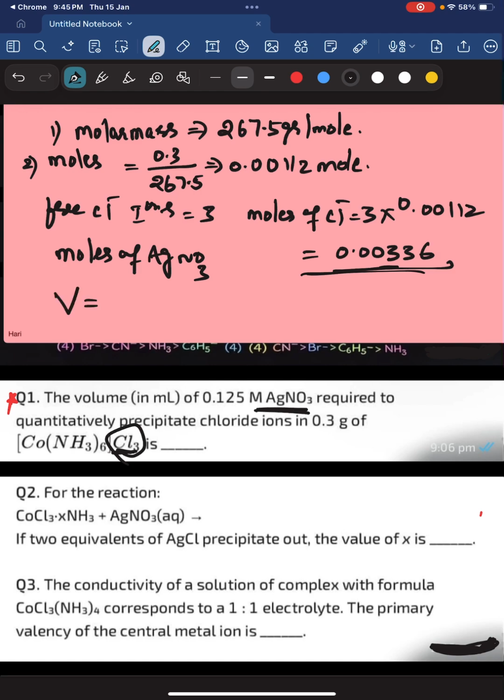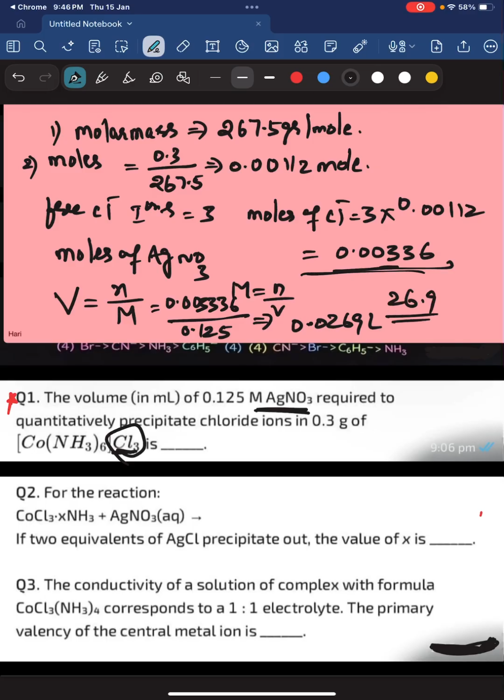So what we can do, volume equals number of moles by molarity, because molarity equals number of moles by volume in liters. So accordingly, 0.00336 by 0.125. If you do it you will get 0.0269 liters. We can convert this into ml, which is 26.9 ml. So that's how we can do this question, students.